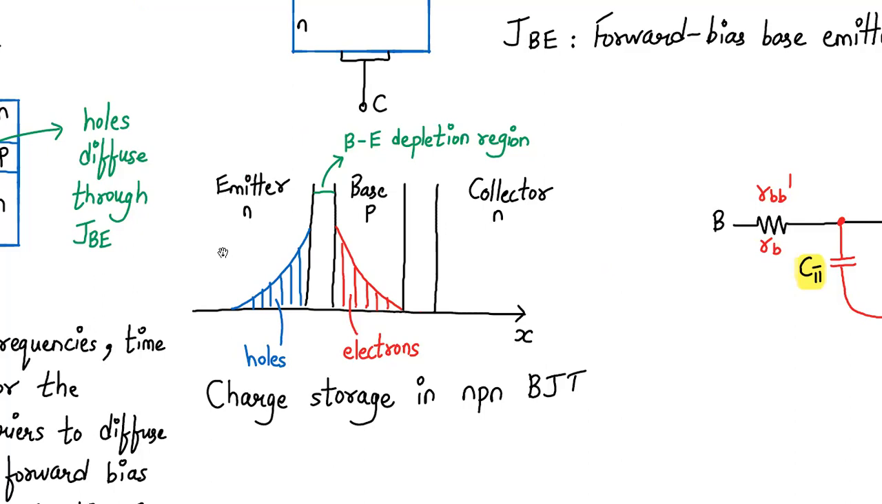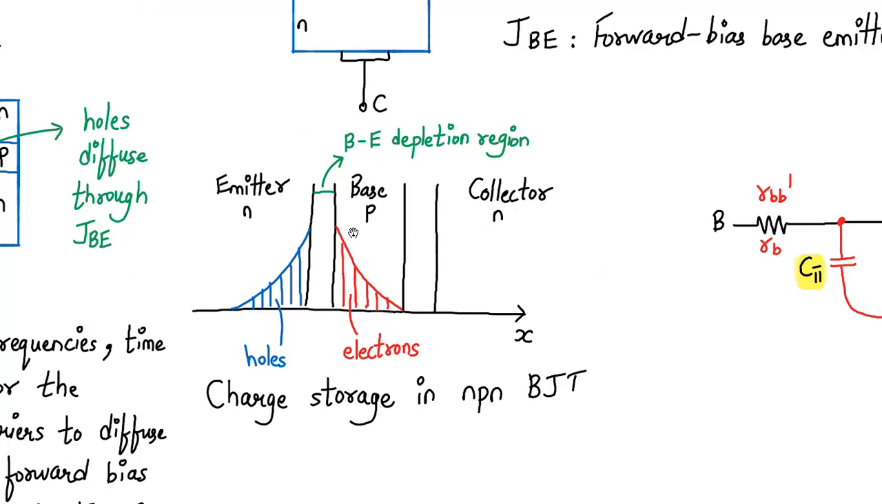Therefore, any electron coming from the emitter does not get enough time to diffuse through the base emitter junction. Similarly, holes which are coming from the collector do not get enough time to diffuse through the forward bias base emitter junction. So this will cause accumulation of minority carriers, that is, minority carrier holes get accumulated on the emitter side of the base emitter junction, and minority carrier electrons. Why minority carrier? Because in the base, it's a p-type material, and there is accumulation of minority carrier electrons over there. So minority carrier electrons will get accumulated at the base side of the base emitter junction.